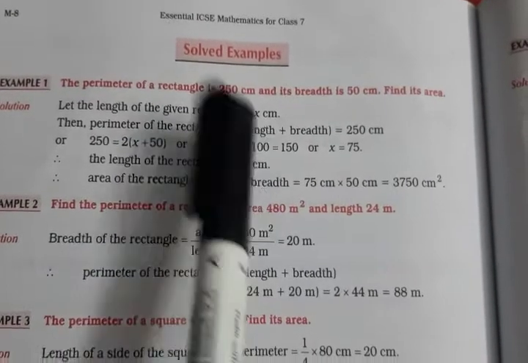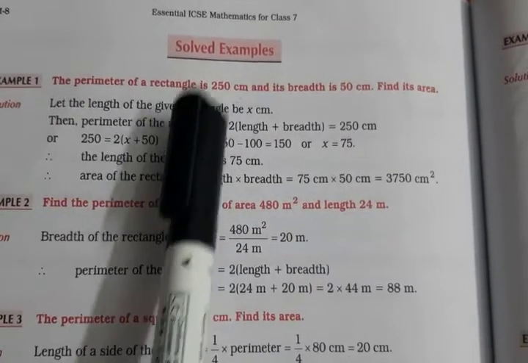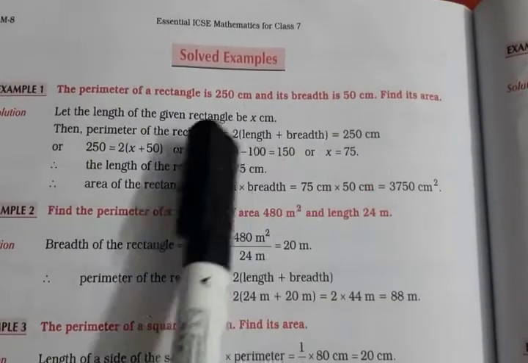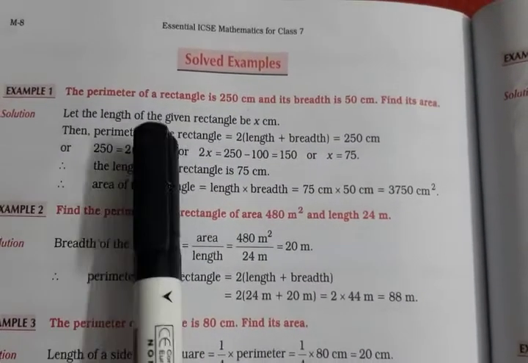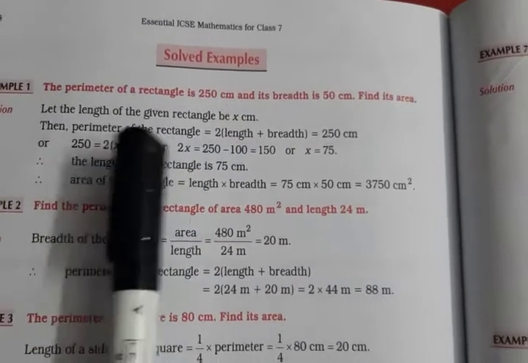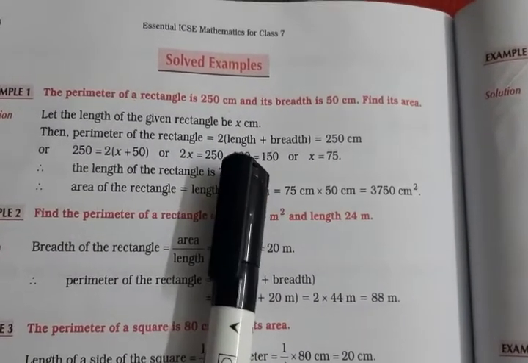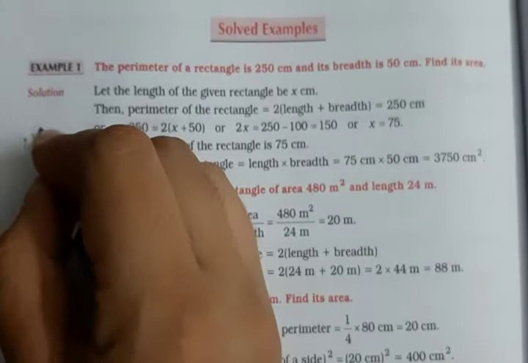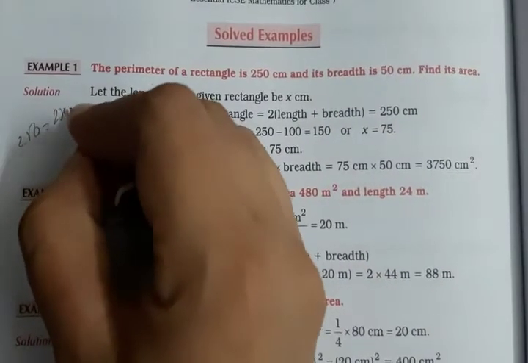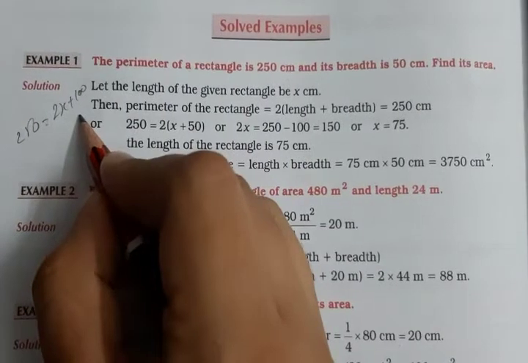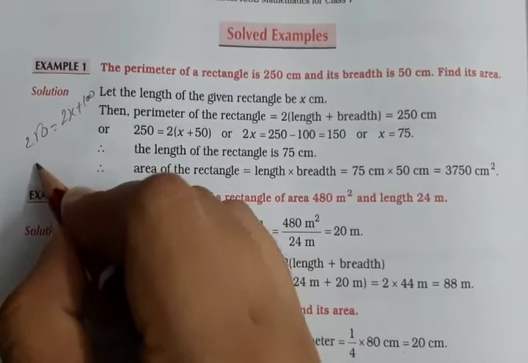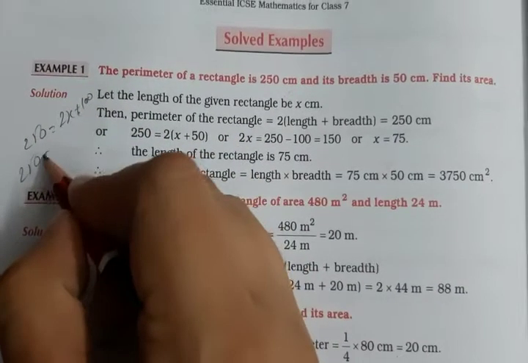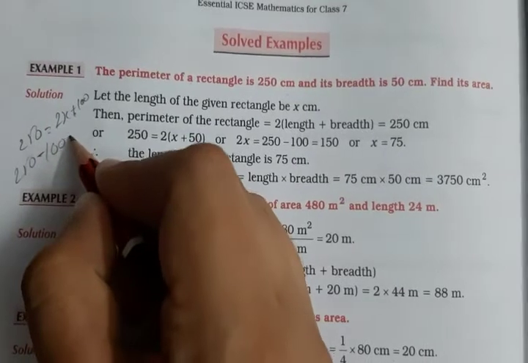Okay. Now the perimeter of the rectangle is 250, put the value: 2, and length we will take as x, plus 50 is our breadth. Now solve this: the 2 multiplies inside, 2x plus 2 into 50, that is 100. Now 250 is equal to 2x plus 100. Now we will find the value of x. Take this to that side: 250 minus 100, and 2x as it is, since on that side it becomes minus.